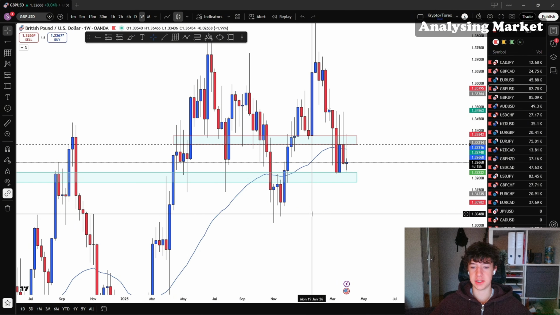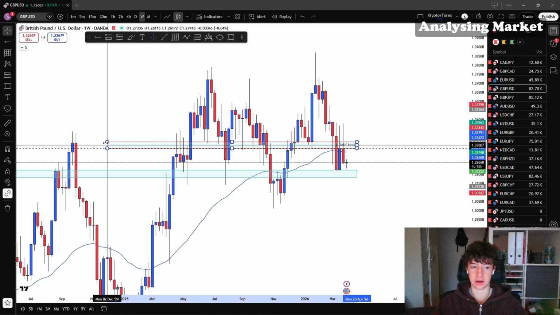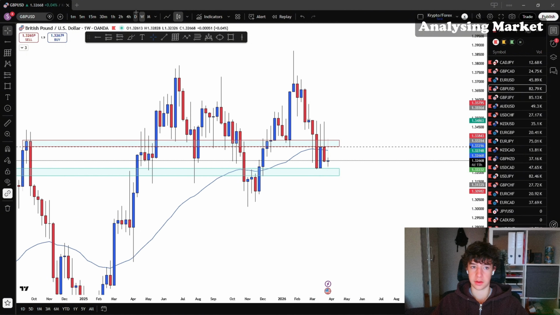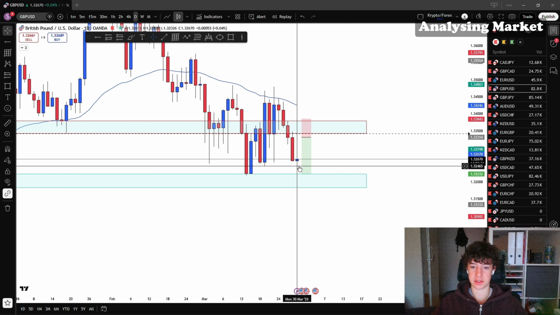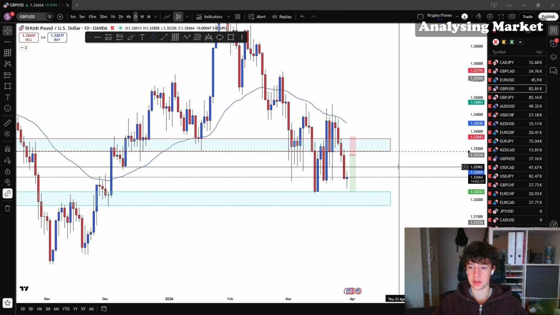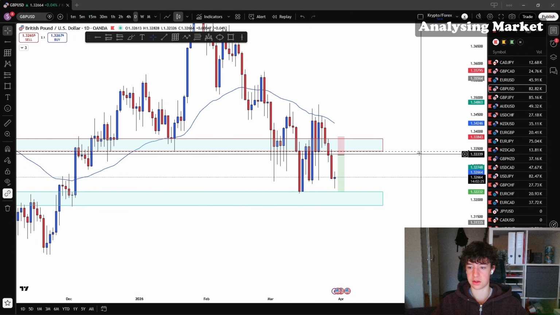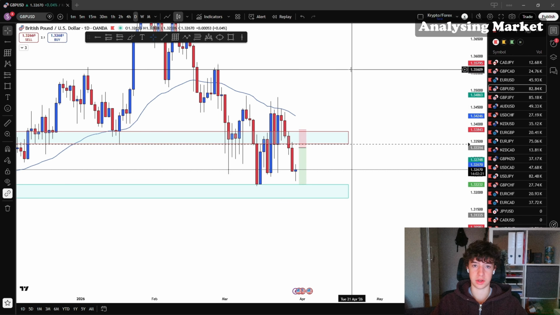On GBP USD, this is kind of the same setup. On the weekly we are also rejecting from this area of interest right here, and on the daily I just want to get a quick daily retest to then sell to the downside from this area of interest and basically around the psychological level. So let's head on to the next pair.